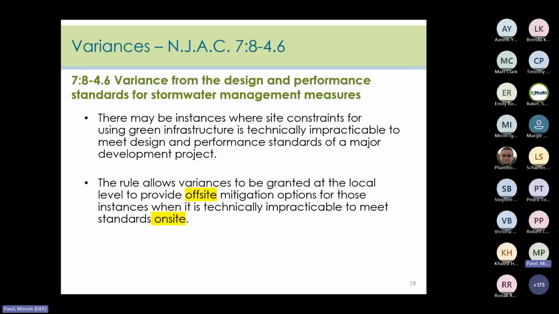So N.J.A.C. 7:8-4.6 sets forth the conditions that would warrant the granting of a variance by a municipality for a major development project. The rules are intended to ensure that municipalities are not granting variances under inappropriate circumstances. Municipalities do not have to grant variances, and they do not have to create a mitigation plan if they do not plan to grant variances.